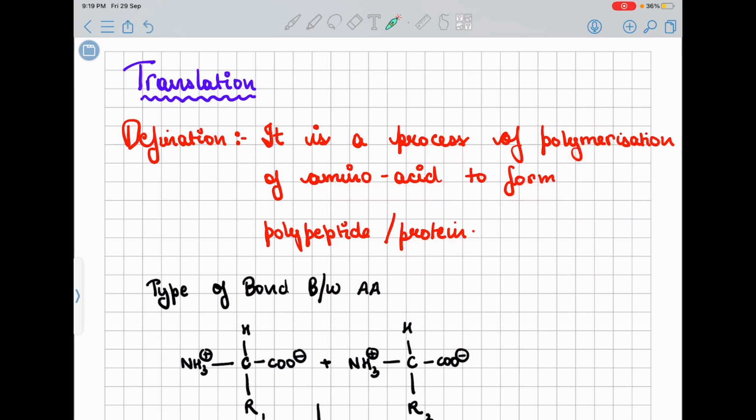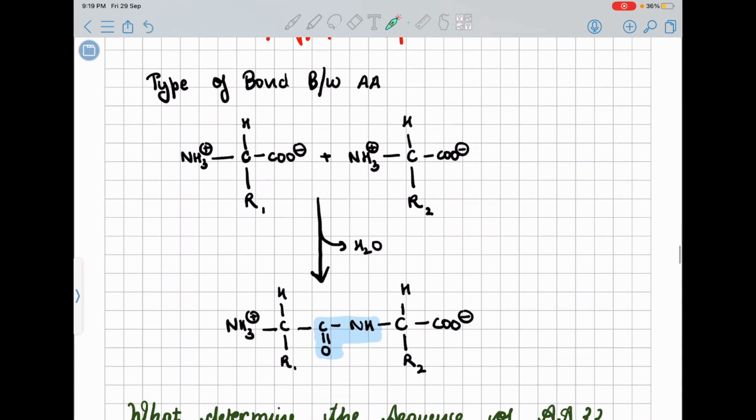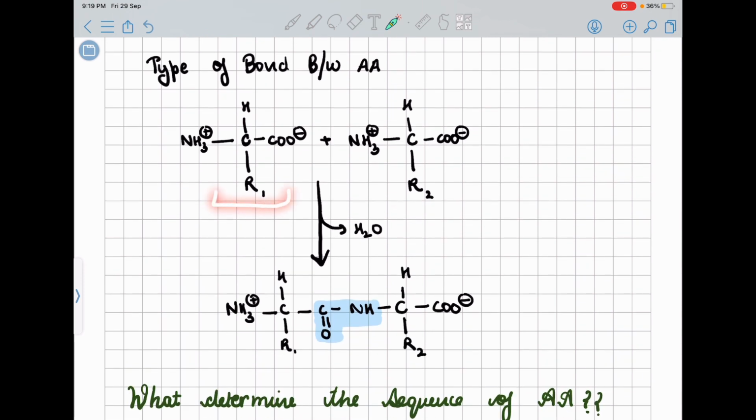So let's talk about when two amino acids are joined together, what type of bond is formed. For example, this is amino acid 1 and this is amino acid 2. When we have to join this, we have to remove a water molecule. When a water molecule is removed, this process is known as dehydration. So to join two amino acids, dehydration is necessary. When water molecule is removed, this bond is formed, and this bond is known as peptide bond.